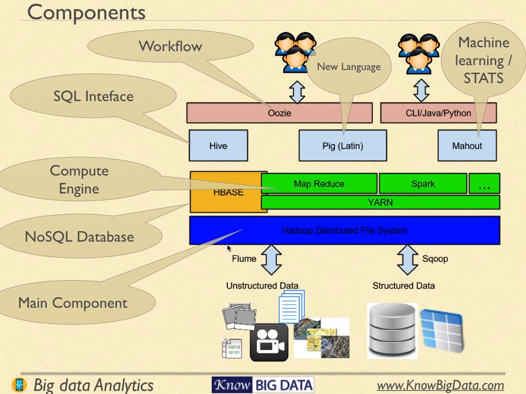Then we have Oozie. Oozie is nothing but a workflow engine. But before we jump to Oozie, let's talk about two unsung heroes, which are Flume and Sqoop. Flume is for moving data, moving files, moving unstructured data from various kinds of sources to HDFS. And Sqoop is for transferring data back and forth from databases to Hadoop or from Hadoop to databases.